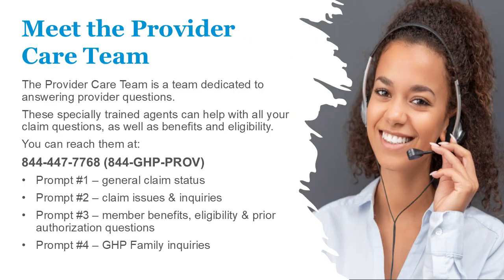The provider care team is a dedicated team set up to answer only provider questions and should be your first line of contact at Geisinger Health Plan. These specially trained agents can assist with all your claim questions, as well as benefits and eligibility. You can contact the Provider Care Team at 844-447-7768 and follow the prompts on this slide for your desired inquiry.